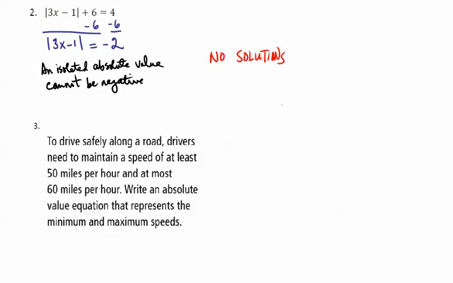Okay, in problem number 3, we're told to drive safely along a road. Drivers need to maintain a speed of at least 50 miles per hour and at most 60 miles per hour. Write an absolute value equation that represents the minimum and maximum speeds. Well, we know how to do this. We set up a number line with our minimum speed of 50, maximum speed of 60.